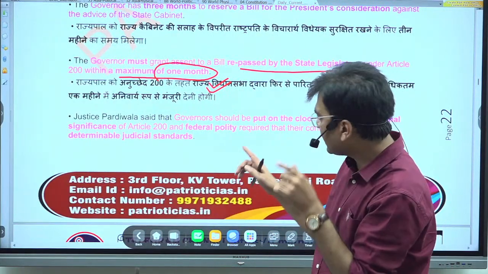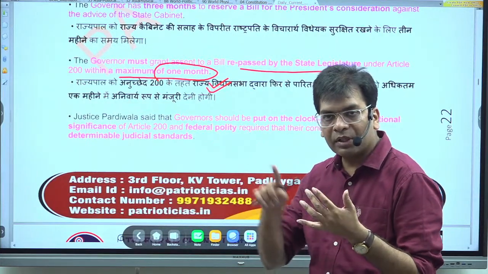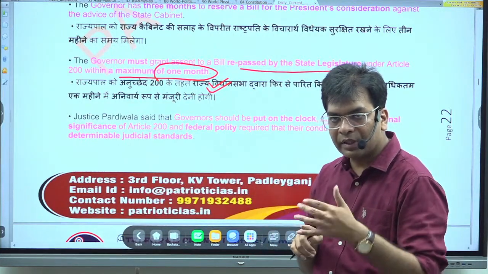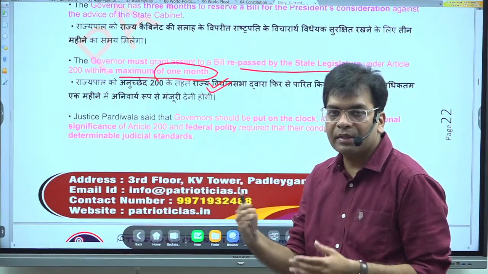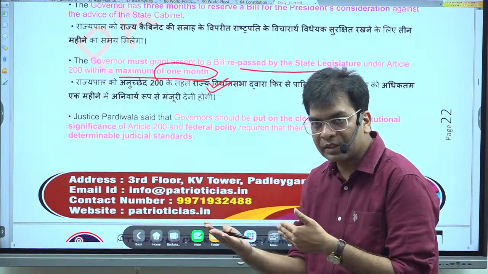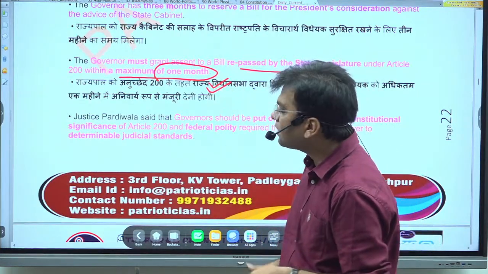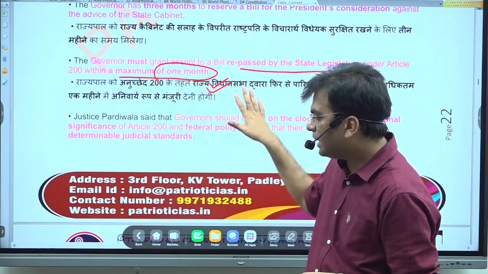So here you will see the variation of 1 to 3 months: 3 months in the case when the cabinet gives advice, and the governor doesn't want to pass and wants to withhold with his discretion. So discretion also comes into play. Please remember all this.